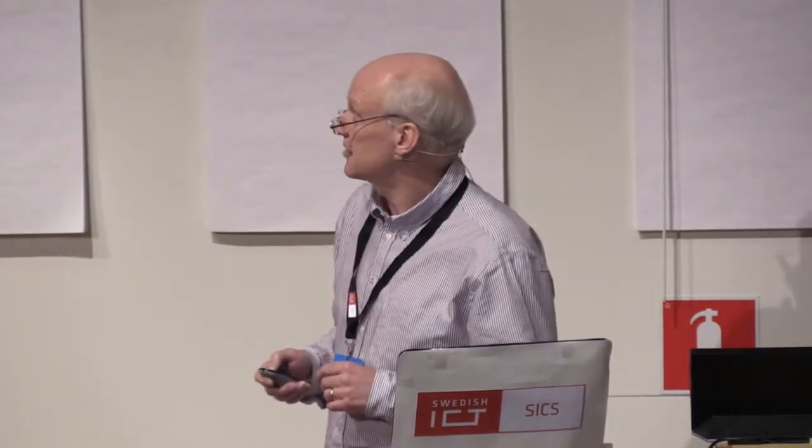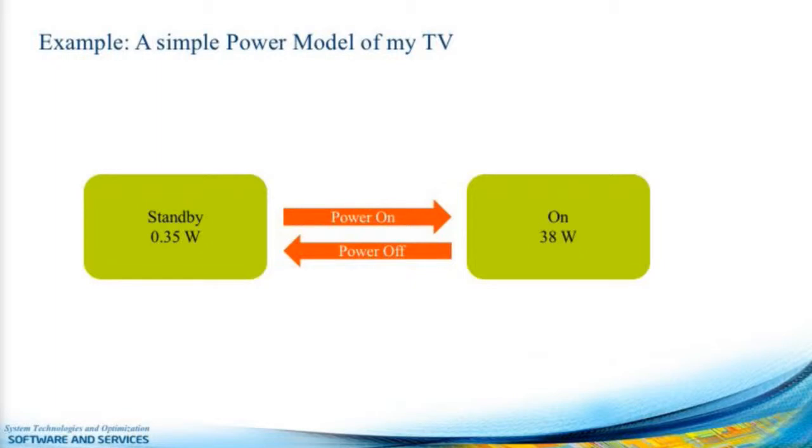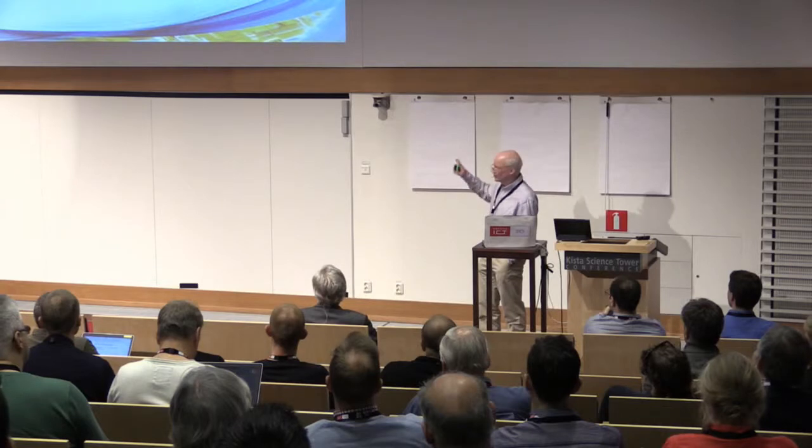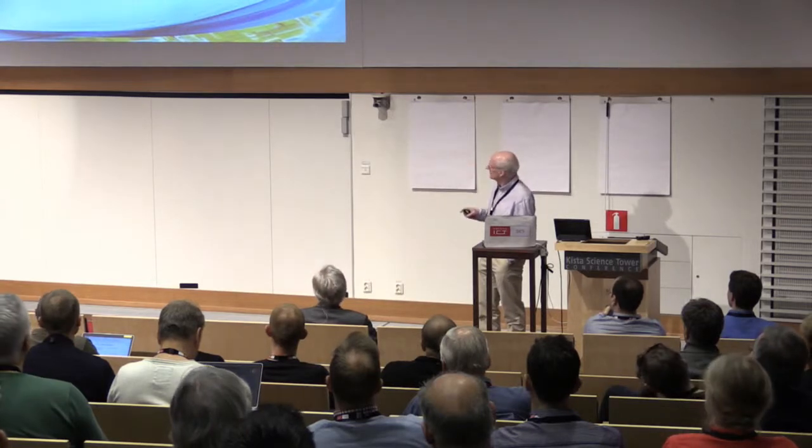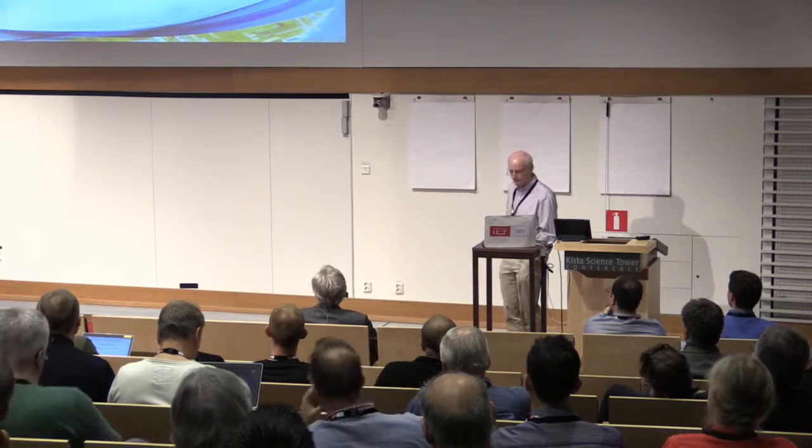So, just an example, this is a very simple power model of my television set at home, right? If it's turned off, it consumes 0.35 watts. Okay, if I turn it on, it consumes 38 watts. Now, inside that television set, there's an embedded processor. It has a really crappy web browser, but from a power perspective, I don't care about the instructions running there, right? This model is enough for a lot of users to understand the power consumption of it.